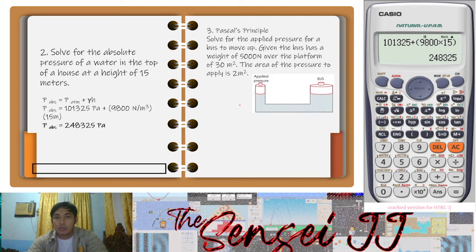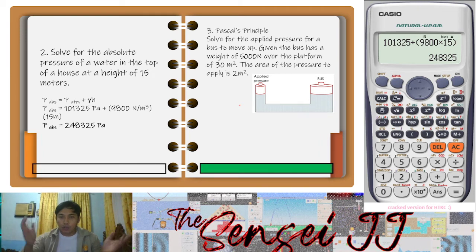Pascal's principle. Solve for the applied pressure for a bus to move up. Given the bus has a weight of 5,000 newtons over the platform of 30 square meter area. The area of the pressure applied is 2 square meters. Let's try to solve this one, guys. Please try to solve this one. This is our Pascal's principle: FA over AA is equivalent to FB all over AB. So please try to solve this one.